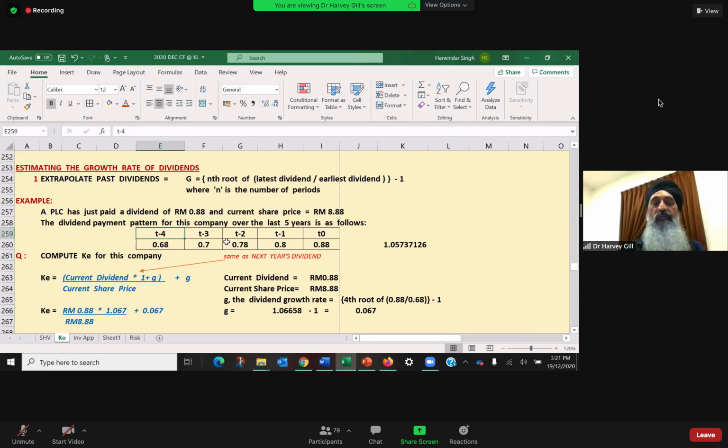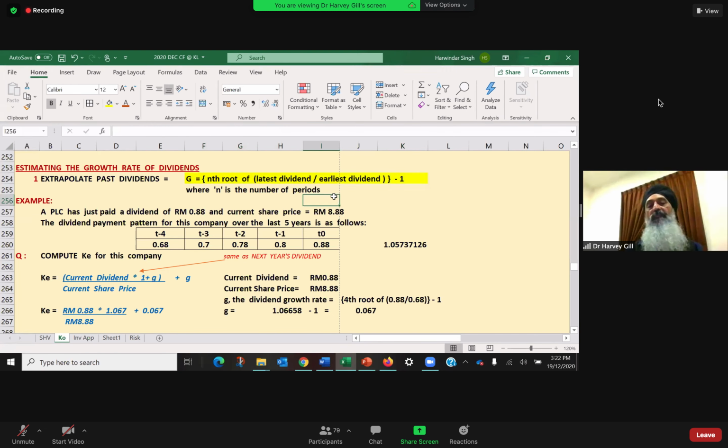So now to get the KE, we will need next year's dividend divided by current share price plus the growth rate. We know the current share price is 888. We know the current dividend is 88, but we need to find next year's dividend. And next year's dividend will be this year's dividend multiplied by 1 plus the growth rate. So, which means we need to work out the growth rate first. Now, the formula for growth rate is nth root of latest dividend divided by earliest dividend minus 1.